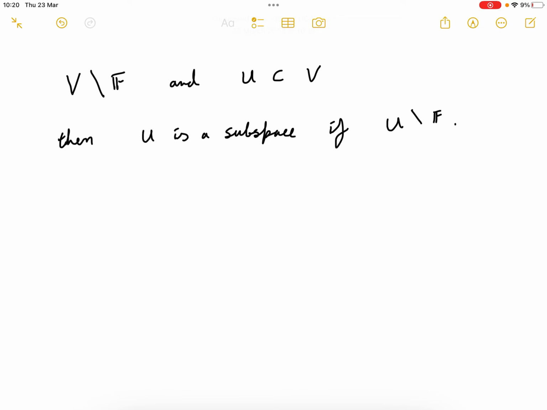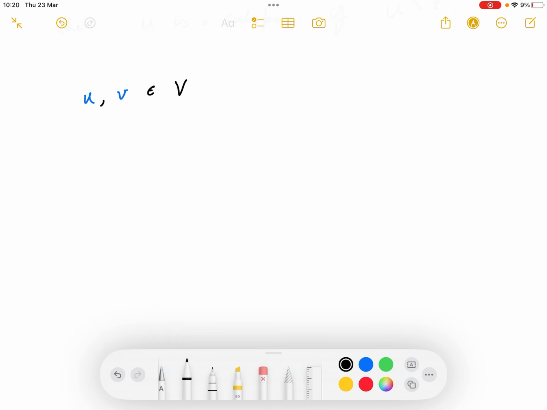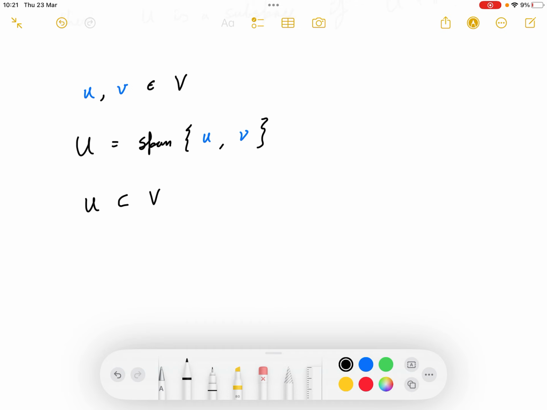First of all, we want to see that the span is a subspace. So let's say U and V are vectors, elements of V, and let's say that U now is the span of these vectors U and V. In the previous video we showed that U is indeed a subset of V. So this is capital V we're talking about, and capital U as a subset. Now we want to show it's also a vector space over the same field.